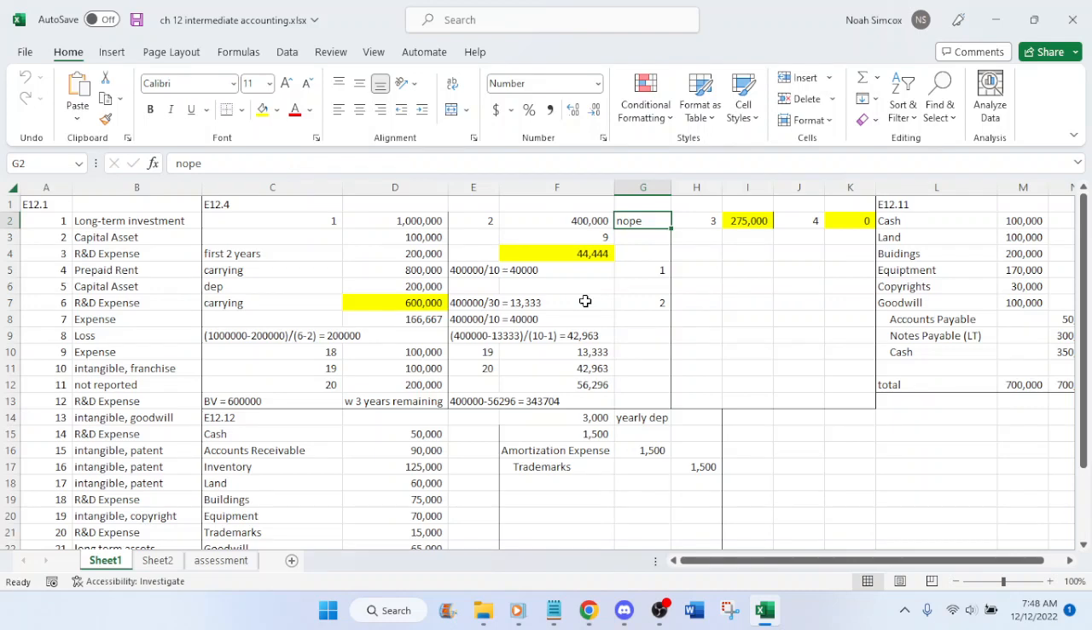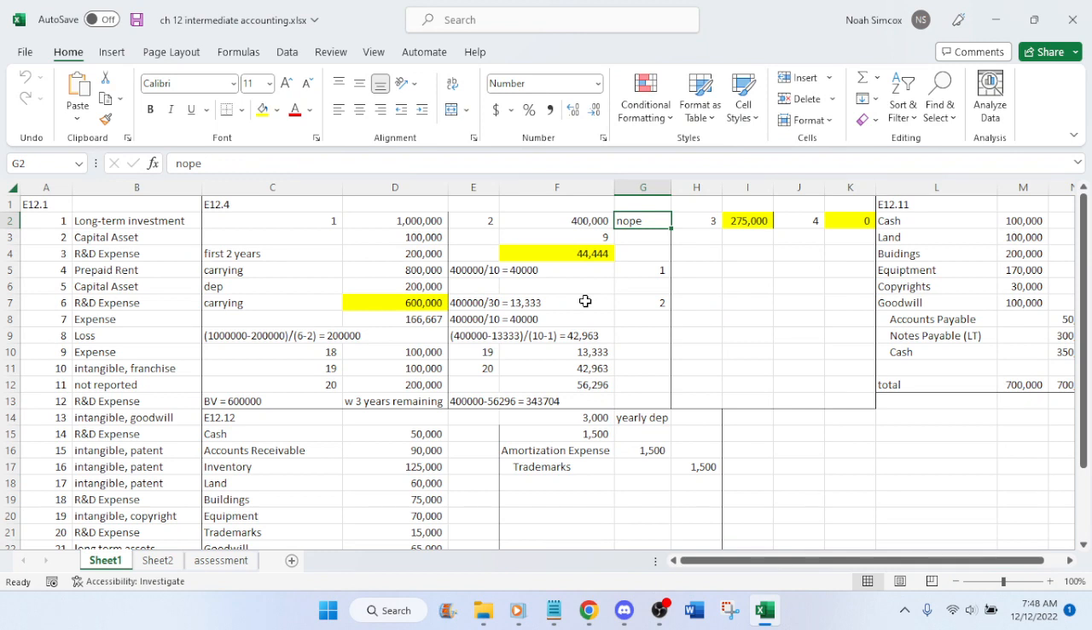There's 2 years. You know what's hilarious? The teacher said you can do this in 2 different ways. Divide by 30, divide by 10. For year 1, it's 30 years. So for the first year, it's 13,333. The second year, you take the carrying amount, then divide it by 9 because there's 9 remaining years.